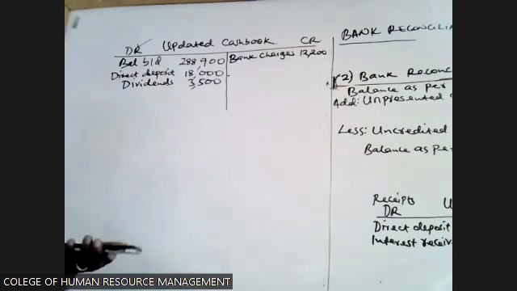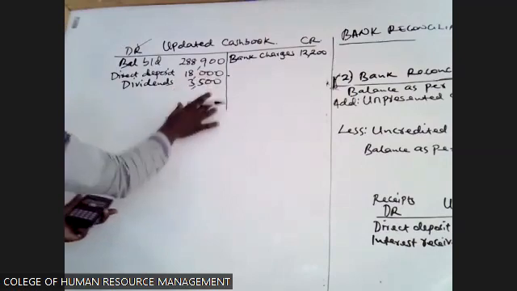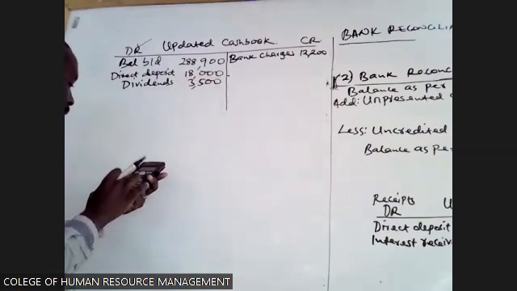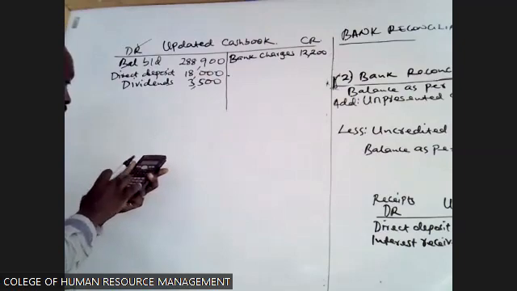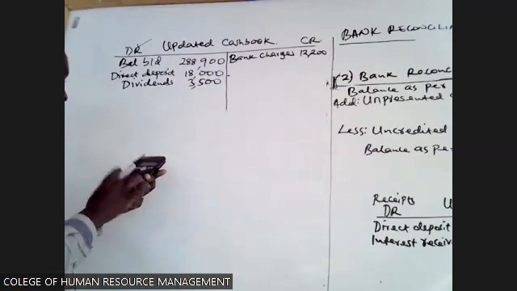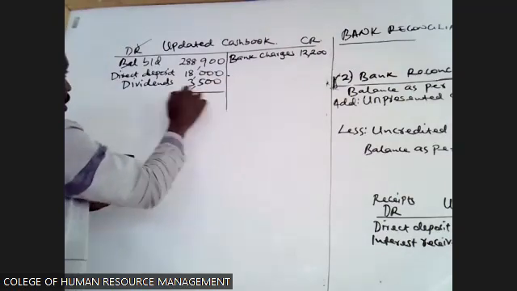We are through with updating the cash book. We get the balance now. We add these figures to 288,900 plus 18,000 plus 3,500. I'm getting the return 400.